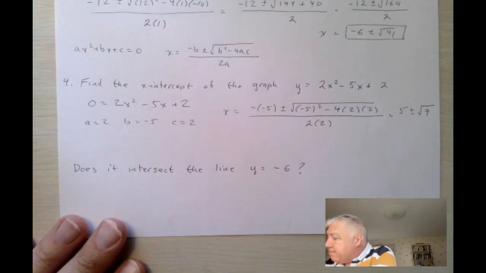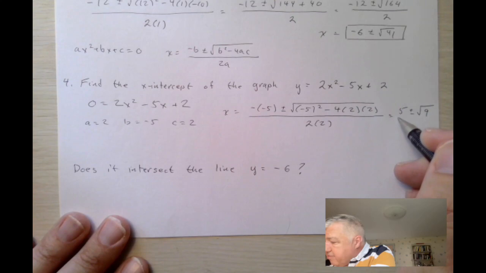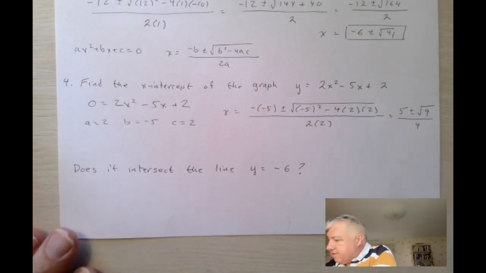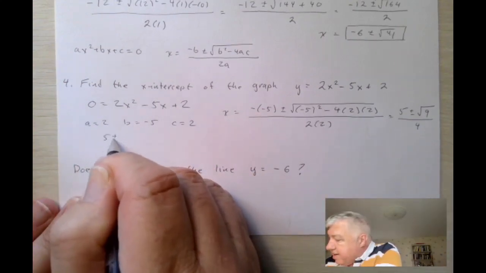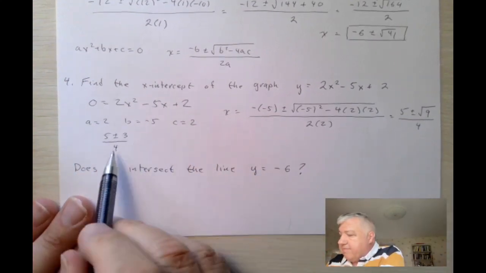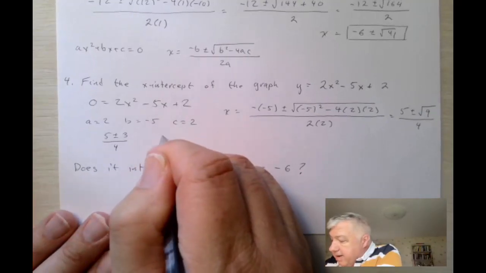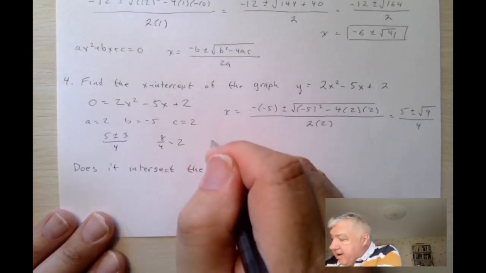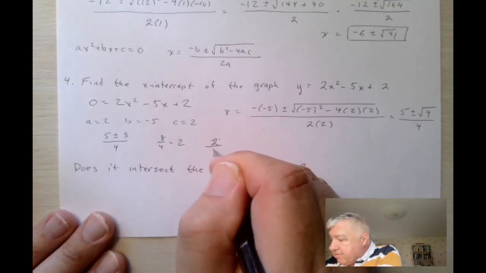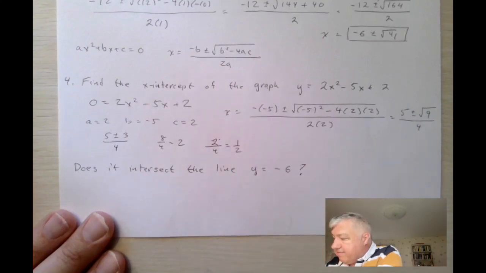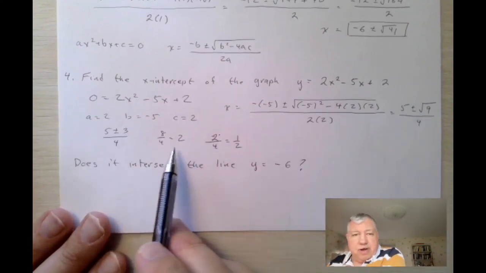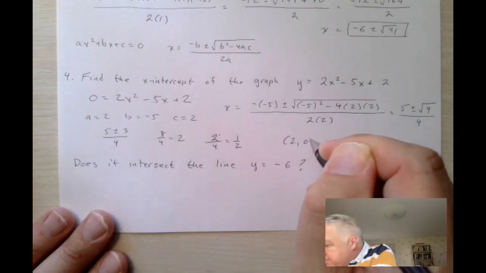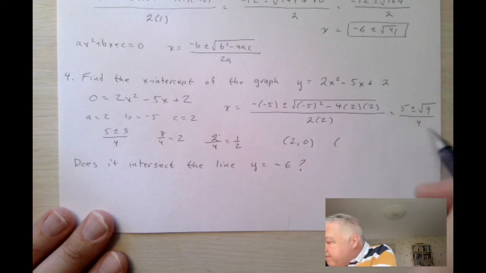And then 2 times 2 is 4. Okay, and we know that the square root of 9 is 3. So this is going to be 5 plus or minus 3 over 4. If you have 5 plus 3, you get 8 over 4, which is 2. If it's 5 minus 3, you have positive 2 over 4, so this is 1/2, right? So these are the two x values that cause this to be 0. So the x-intercepts would be (2, 0) and (1/2, 0).